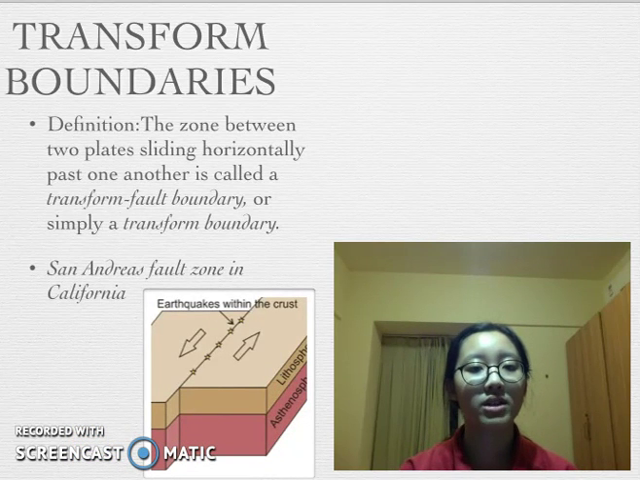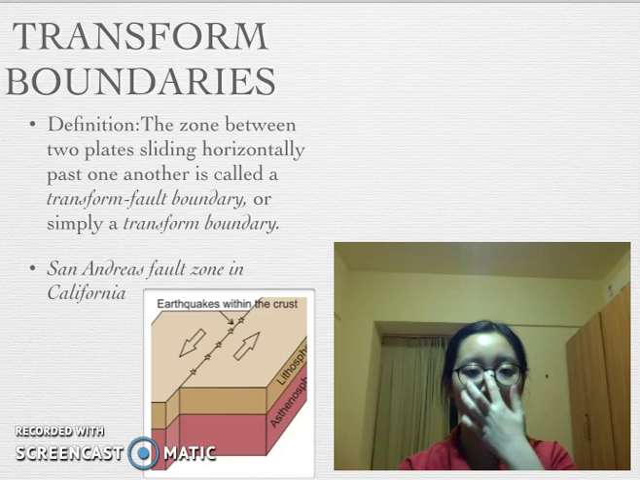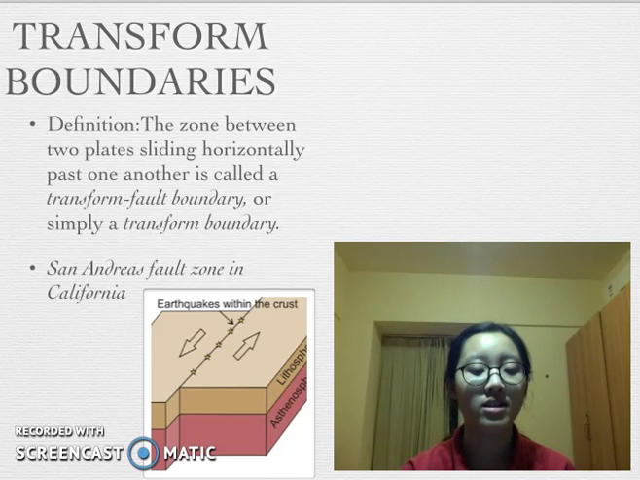The third type is transform boundary. It is where two plates slide horizontally past one another. Most transform faults are found on the ocean floor. However, a few occur on land. For example, the San Andreas Fault Zone in California. Also, transform boundary will cause earthquakes to happen.